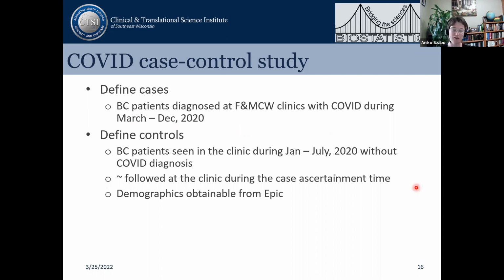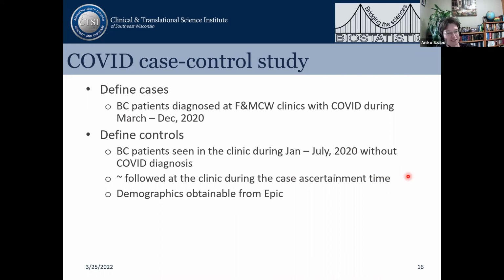So what does it mean being followed? Because we actually said that these were patients who were actually seen at least once in the clinic from January to July. So that's how we defined who is actually kind of followed. Because the problem is that we want to know that if they had COVID, we would have known about it, right? That's the critical issue here.